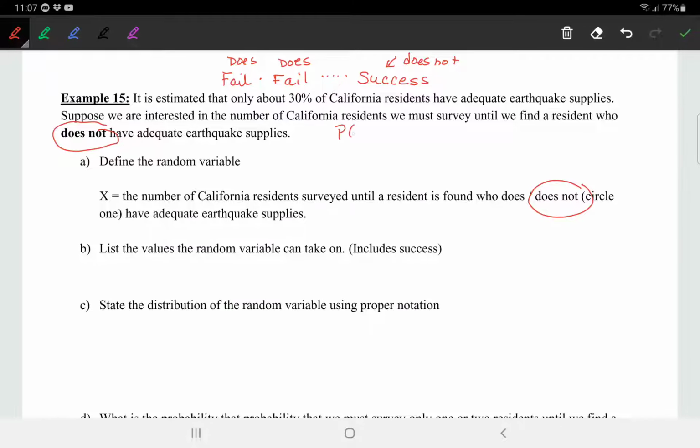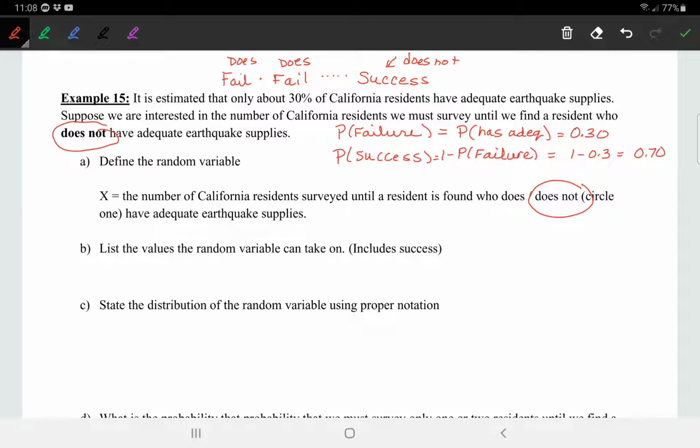So what is the probability of failure in this case? Well, we're given that. This is the probability of having adequate supplies, as we've defined that, and that's about 30% of the residents. So the probability of success in this case will be 1 minus the probability of failure, which is 1 minus 0.3 or 0.7.